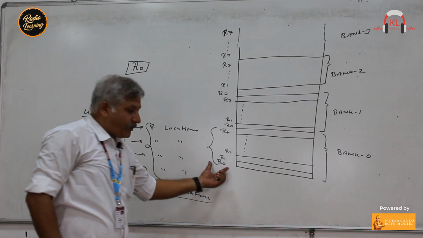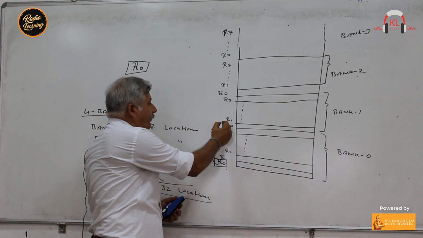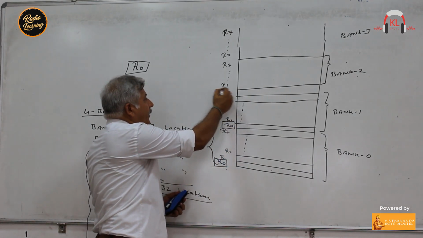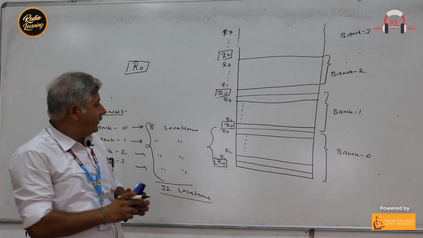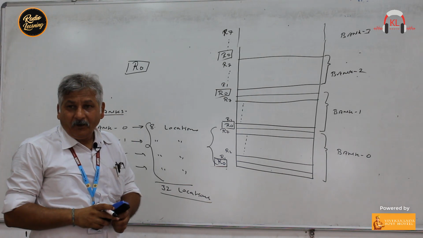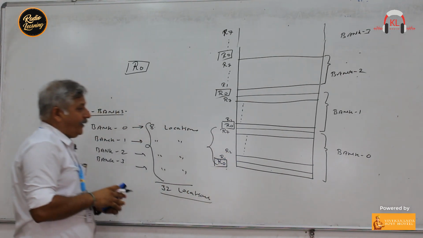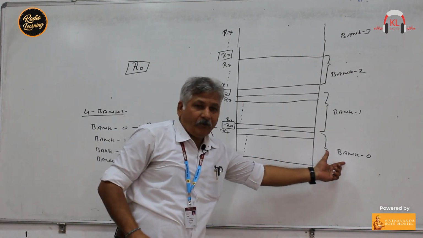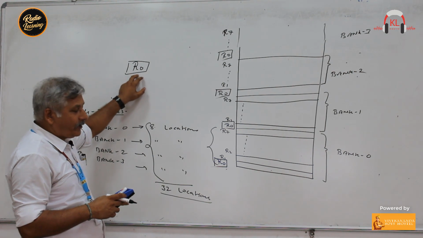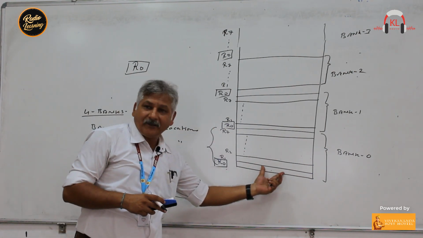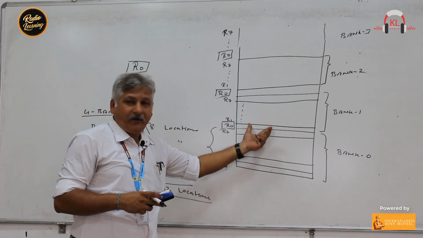Now this R0 register is available in bank 0, it is available in bank 1, it is available in bank 2, and it is available in bank 3. The same name is available in all these banks. So if we want to access the data from the R0 register of bank 0, then how will our controller come to know that this R0 register belongs to bank 0, or that this R0 register belongs to bank 1?